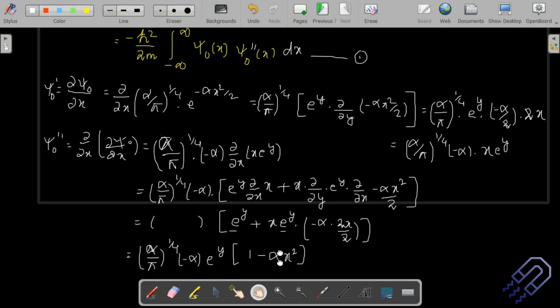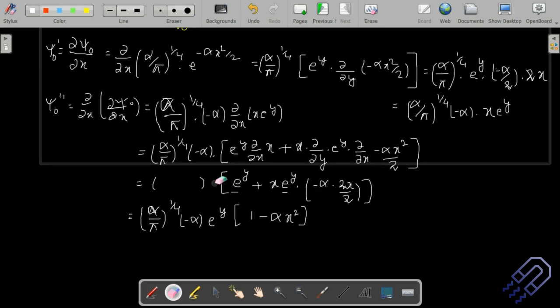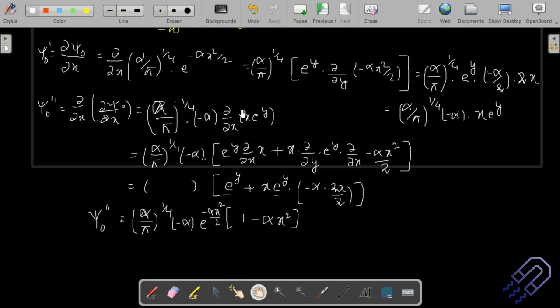What you can do here is we can replace this y now. Originally we didn't have any y, so I will take it to be minus alpha x square by 2. So I'll write it down as minus alpha x square by 2. So this is my term for psi double dash. So we have this now. We can replace it here in 1.